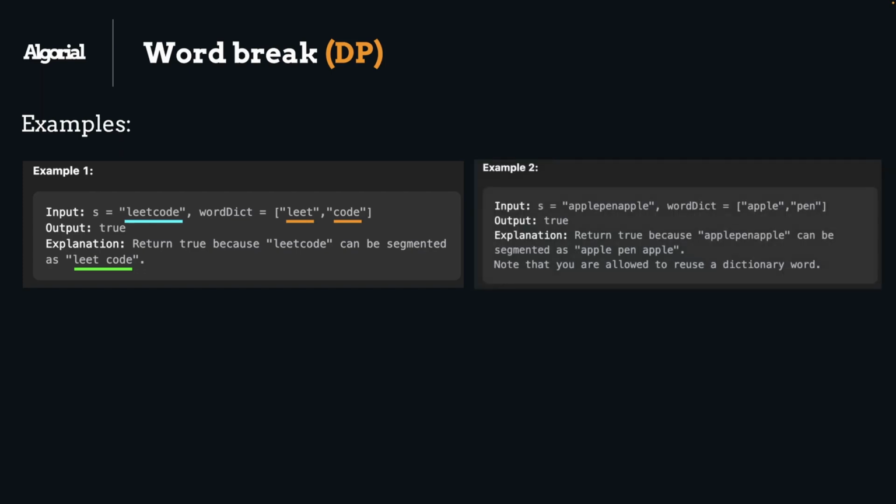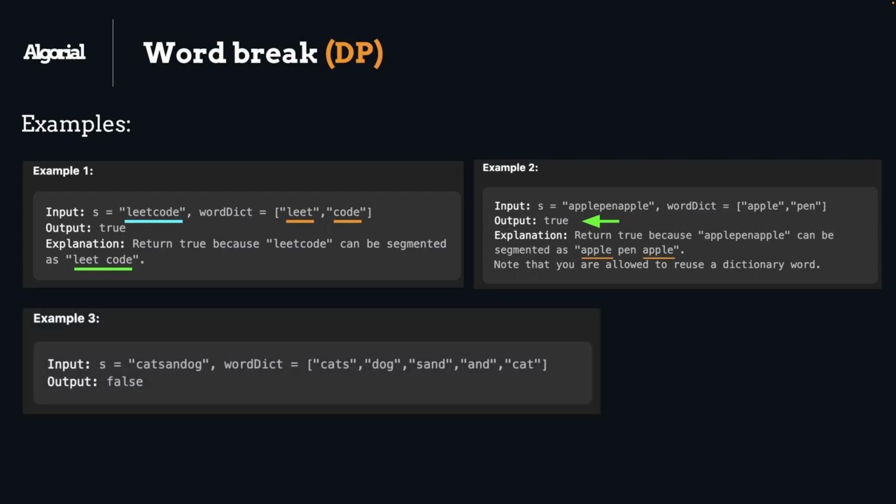Second example basically is the same. This example just wants to notify us that we can use words from the dictionary multiple times. As you can see, the result is true and there are two apples used in this case. And in the last example, the result is false, because if we use the words from the dictionary, we would only be able to create some part of the given string, not all.